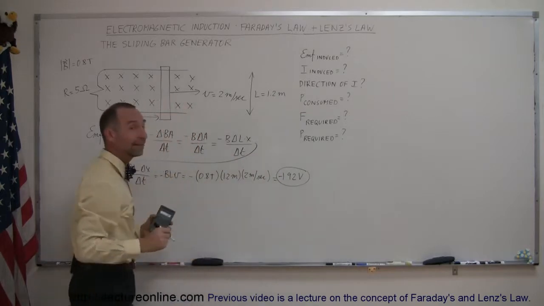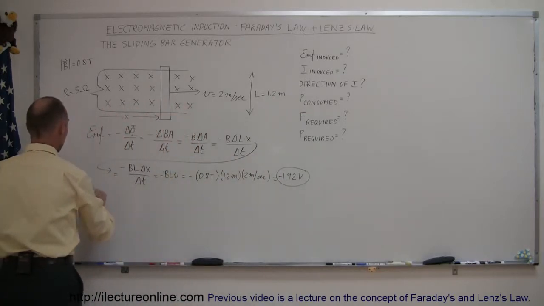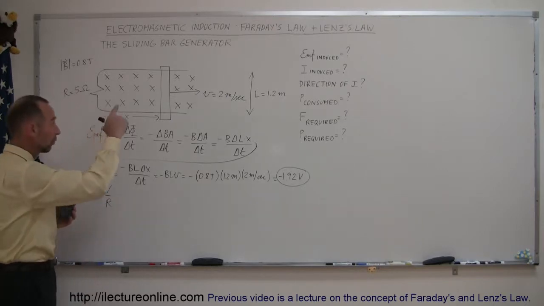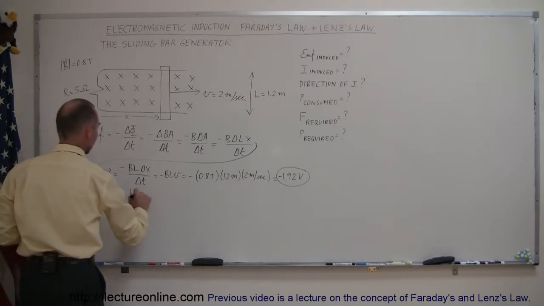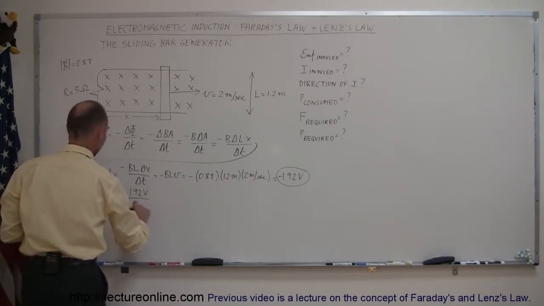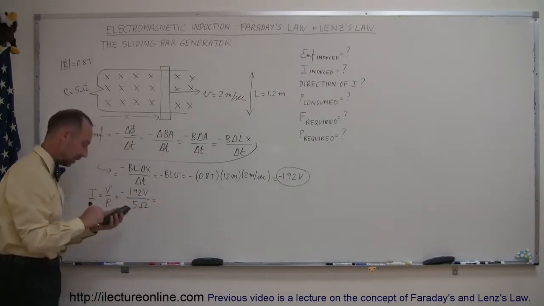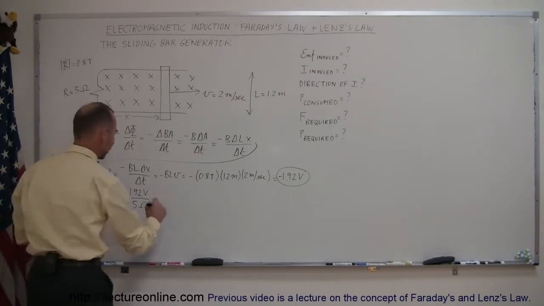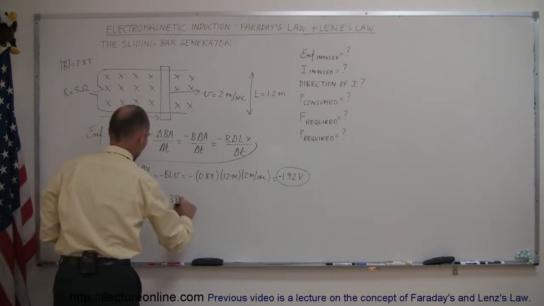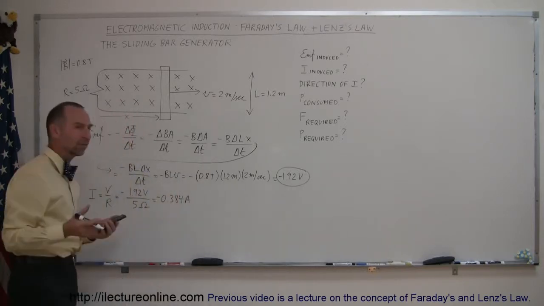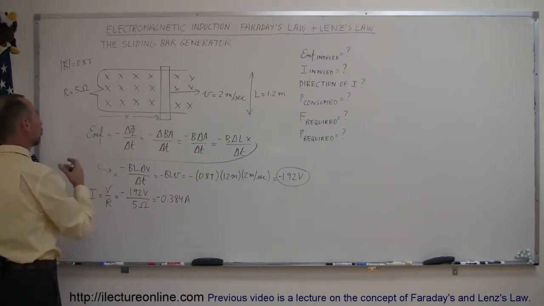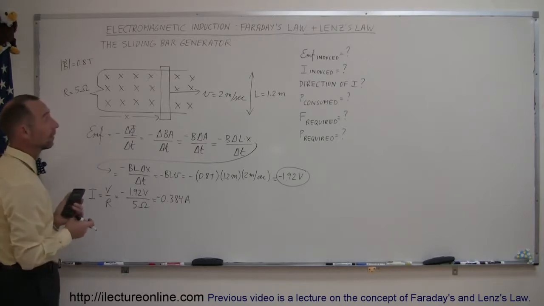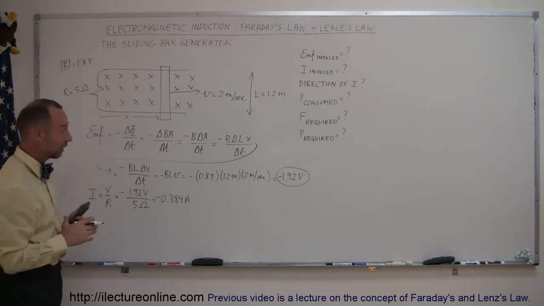Next thing we're going to do is find the induced current. And using Ohm's law, I induced is equal to V over R. In this case, the voltage that causes a current to flow through the loop is the induced EMF. So in this case, it's equal to minus 1.92 volts divided by the resistance of 5 ohms. And what is that equal to? Divided by 5 equals 0.384 amps minus. Again, the minus means that it's going in the opposite direction of the magnetic field that induces the current. All right, next item is the direction of that induced current.